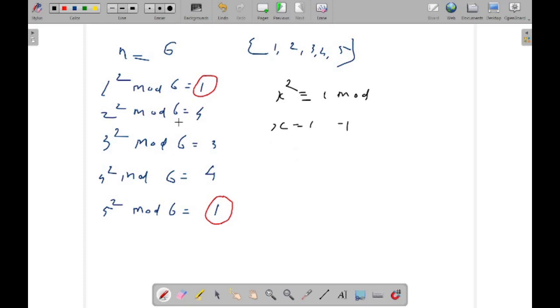So this test says 6 is prime. The square root test says 6 is prime. For certain values this test fails.